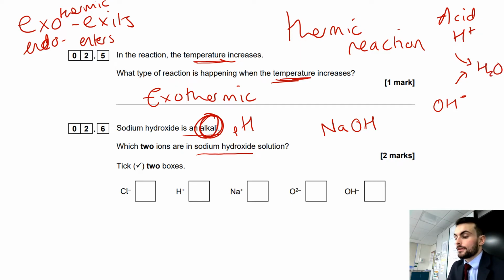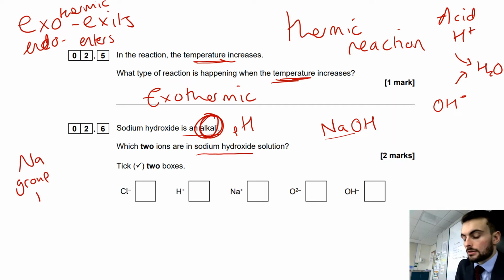You should be able to figure out sodium is in group 1. Therefore, what does it do when it does a chemical reaction? It loses one electron. It forms sodium plus because an electron is negatively charged. So you've got sodium plus ions, and then we've got hydroxide. You should hopefully know is OH, the OH group, and there's only one OH there, so it's that one.